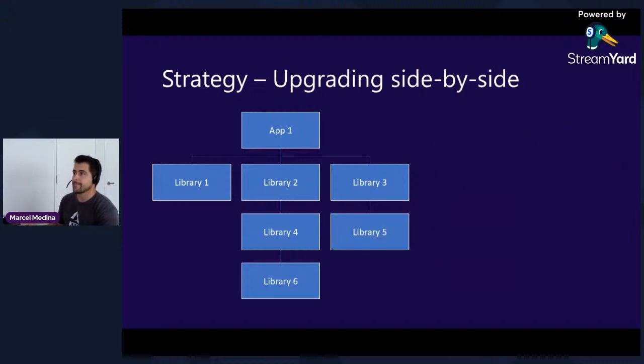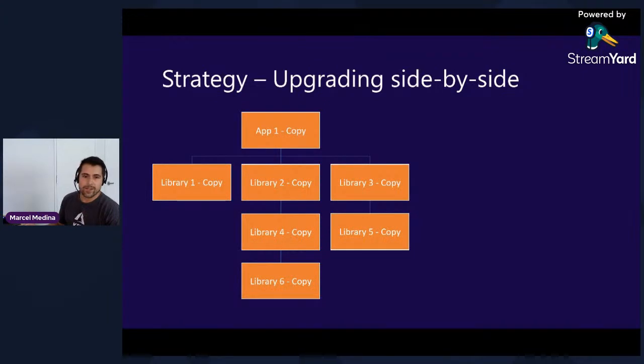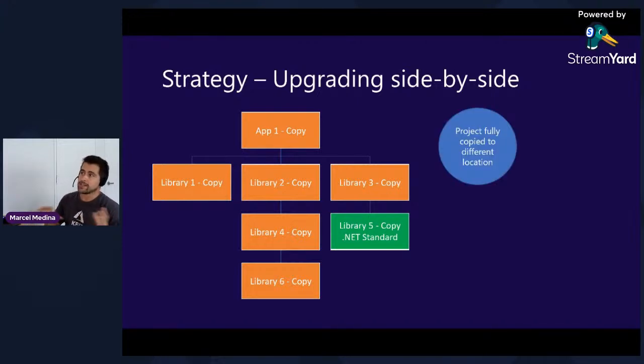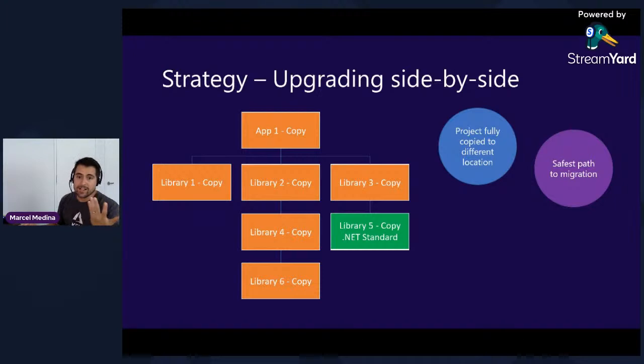And that's how you do fixes in this case. We have another option, side by side. What does it mean? For this one, app one, what we're going to do is basically a copy and an in-place upgrade. We copy the whole project, have a side project, and then we start doing in-place upgrades, for example replacing things in a different copy of your solution. That's an option. It's a safe approach. You're fully copying your whole project to a different location. That's the safest path to migration. Not the fastest, but the safest.